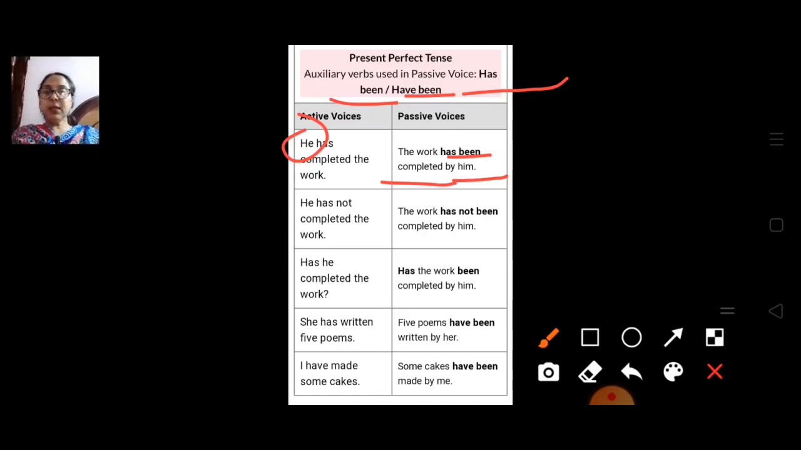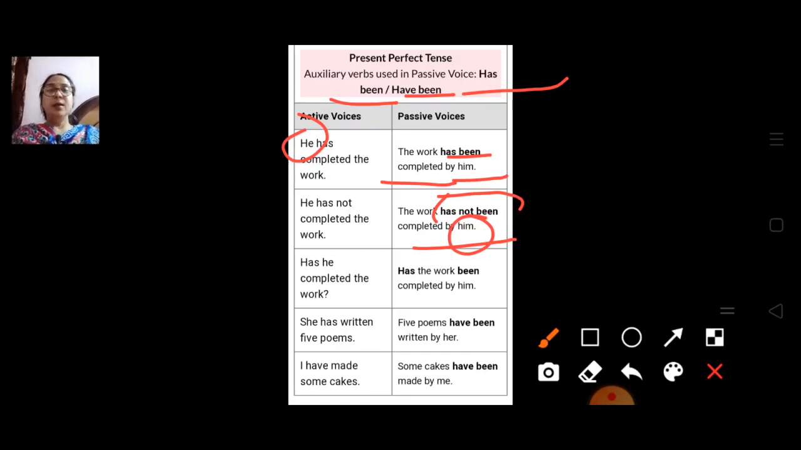Here you can see it is in the negative form. Present perfect tense in the negative form is written in the active voice: he has not completed the work. Now here you can see the work has not been completed by him. Again him will be used. Because this is negative form, that is why has not been completed, has will be there. Now, has he completed the work?